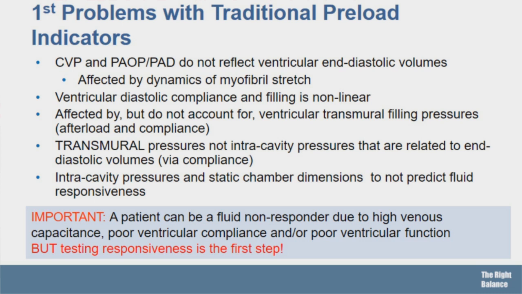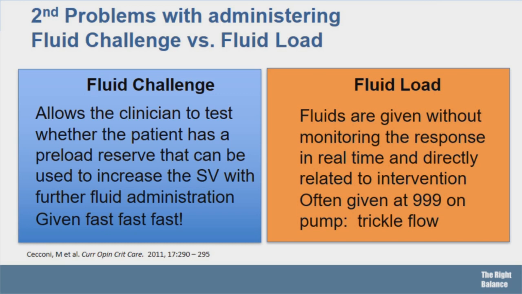So first problem, traditional preload indicators. Preload indicators do not reflect volume, they reflect pressure. And they reflect pressure as a perspective of compliance of the chamber being filled, whether it's the vena cava, the right atria, the right ventricle, the left atria, the pulmonary vein. It is the compliance of the chamber being filled. It is not linear. It is not a volume measure. It is an indicator. We want it to be volume. It's not. It's pressure. So it doesn't really tell us about volume.